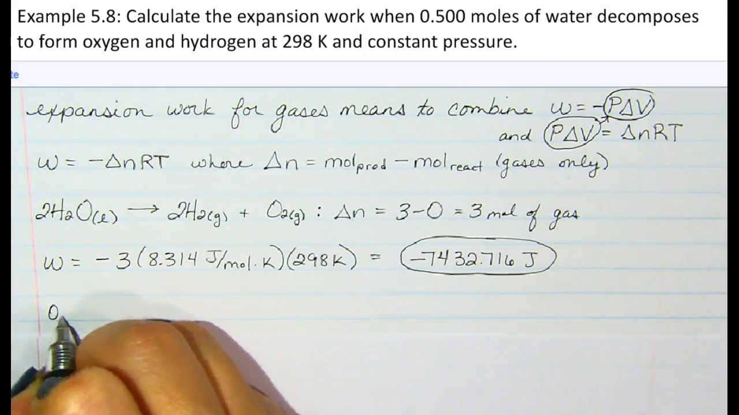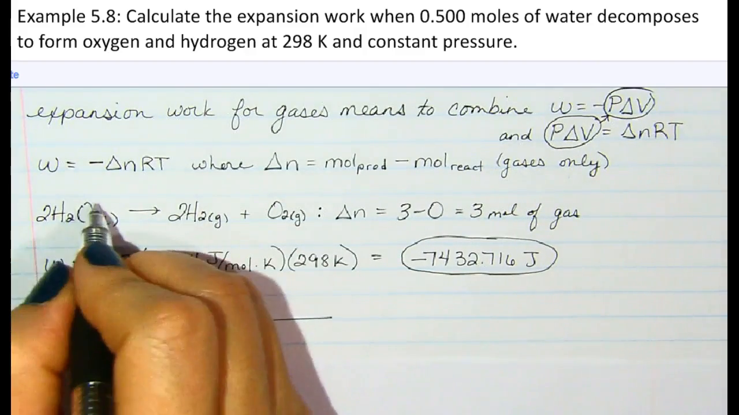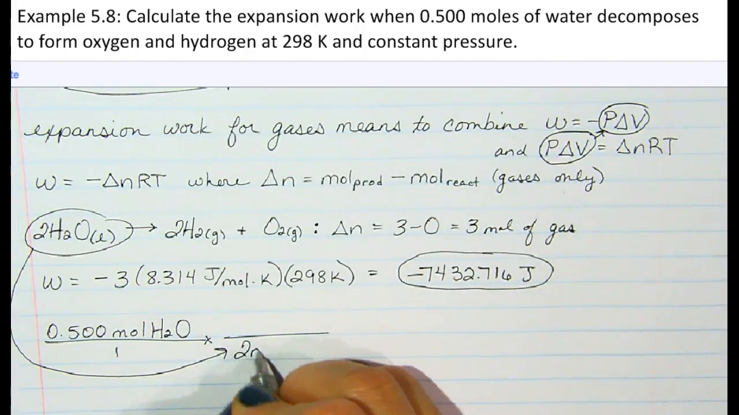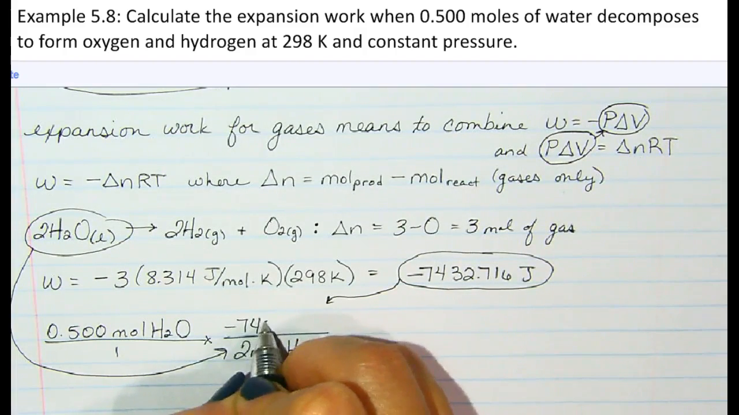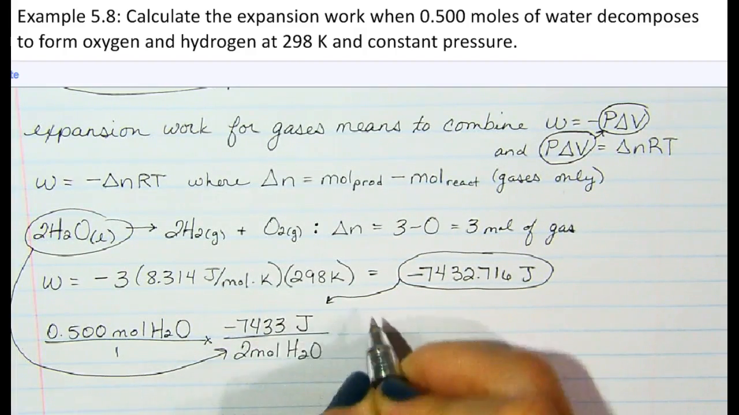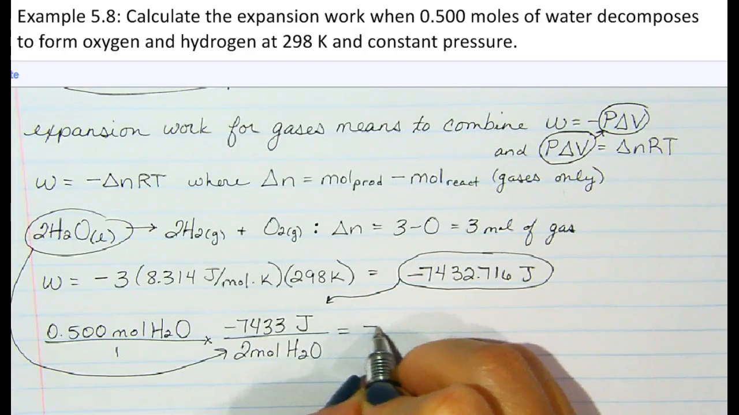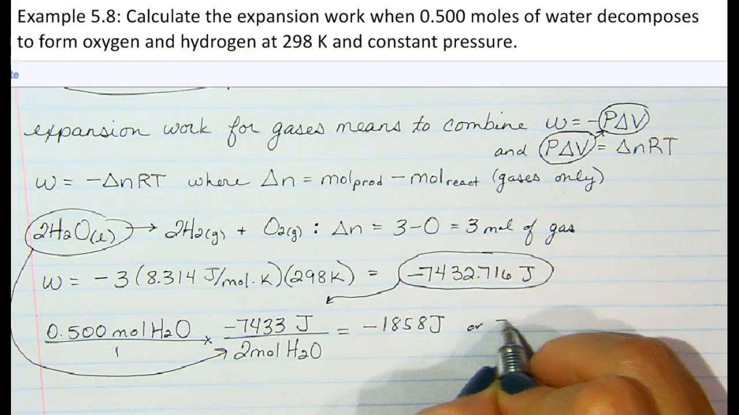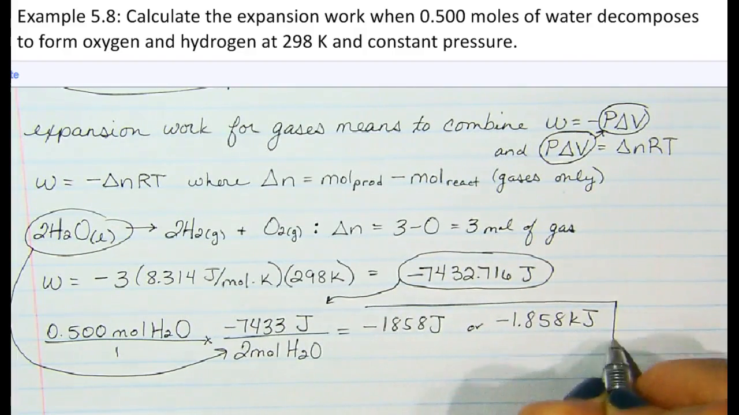So we're going to say 0.5 moles of water, and then because of this, for every 2 moles of water, this reaction does negative 7,433 joules of work. And so when we take this value times 0.5 divided by 2, we get negative 1,858 joules, or if we change it to kilojoules, it would be negative 1.858 kilojoules. And this would be our final answer.